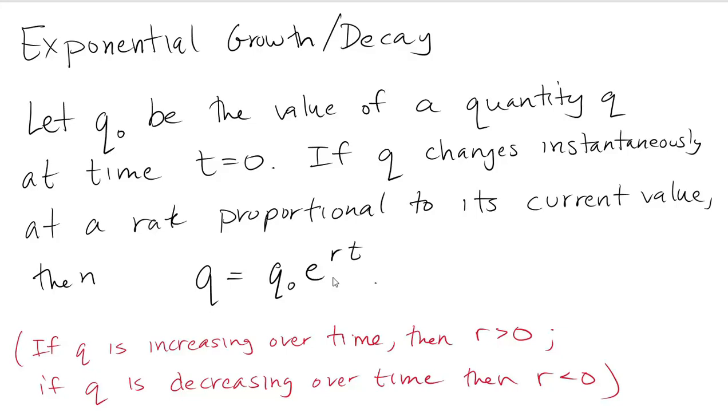It also allows for something that decreases. Notice that we're just saying that Q is changing instantaneously at a rate proportional to its current value. So if Q is increasing over time, then we'll have a positive rate like we saw in the money examples. But if Q is decreasing over time, then R is less than 0. We'll have a negative rate, and that's what we refer to as exponential decay. We'll look at examples of both.